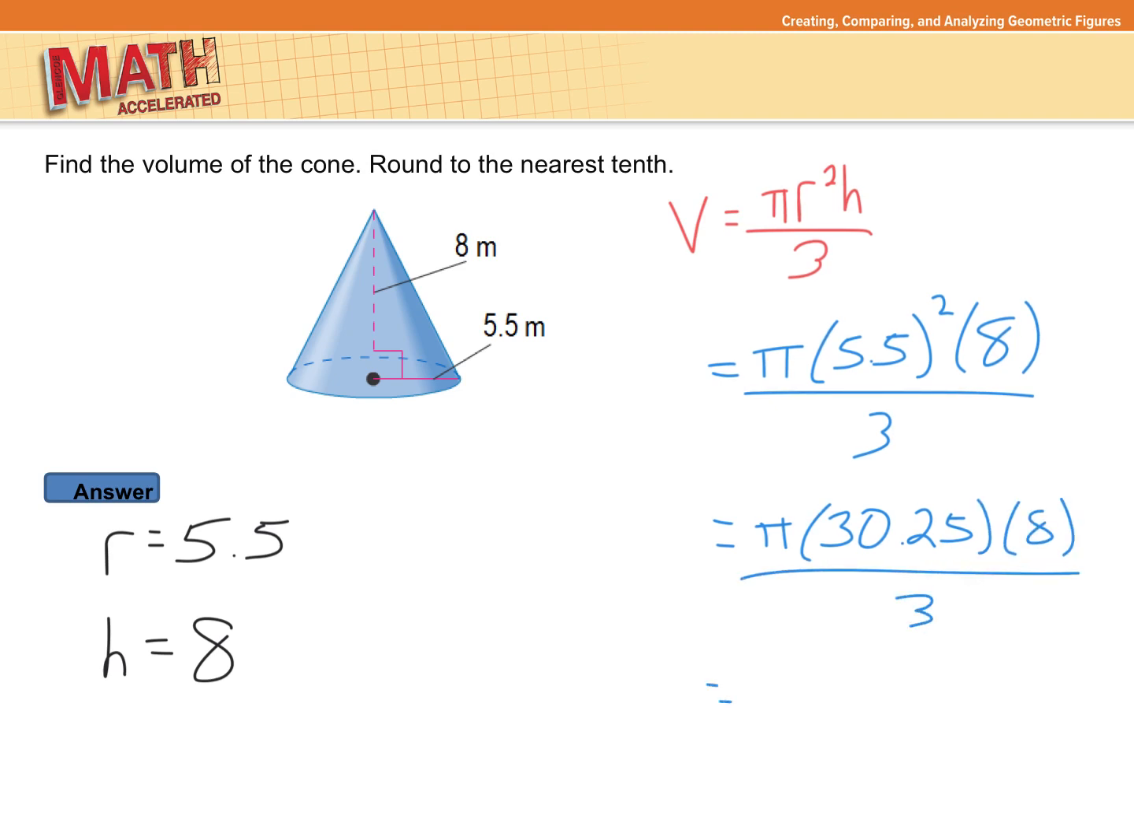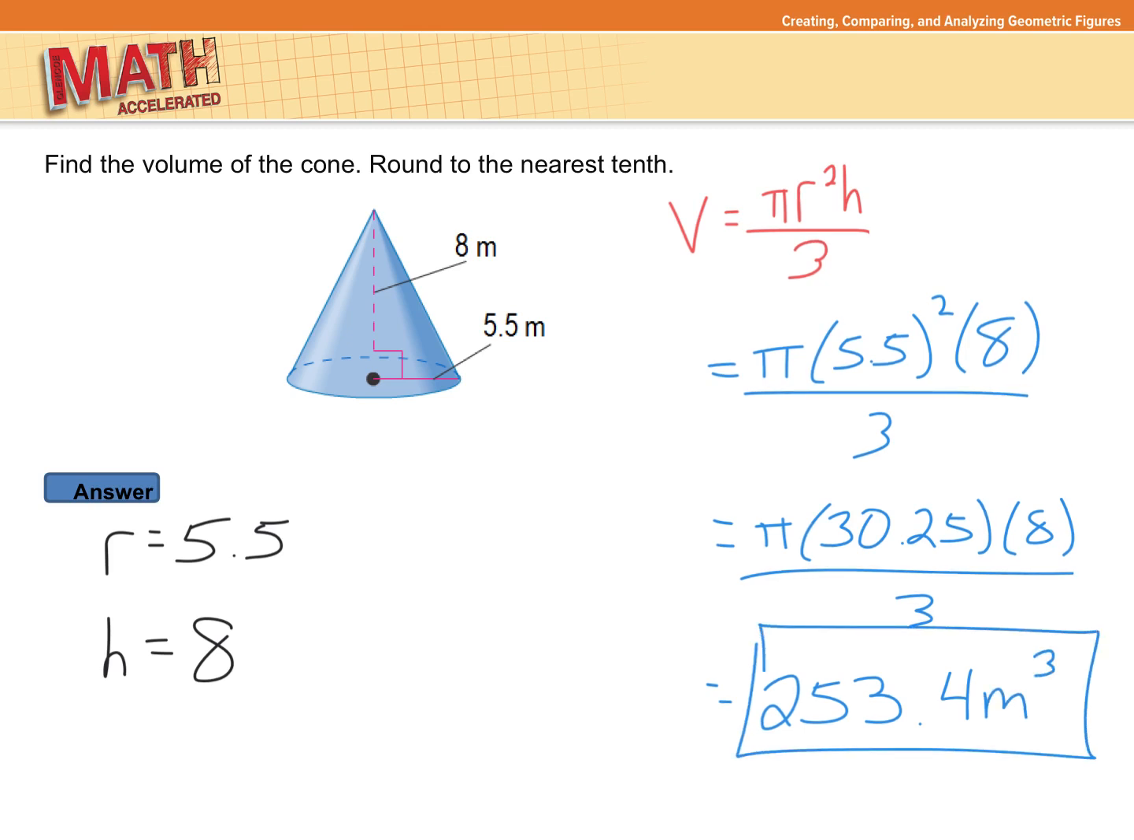Okay, when you get to this point, you're going to multiply all the numbers on the top first. So take pi times 30.25 times 8. And then last step is divide that by 3. Should get 253.4. And then what's my label? Meters cubed.